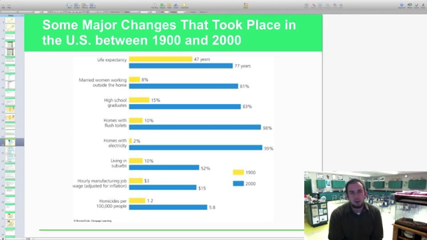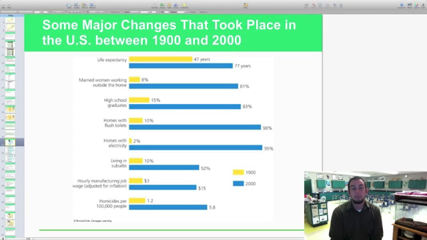This is kind of cool. I like this chart as it talks about the major change that took place in the U.S. between 1900 and 2000, within a 100-year period. You can see the differences between where we were then and now. 100 years ago, life expectancy was 47. The average was 47 years of age. Now we're at 30 years increase on that. 77 years old is the average.